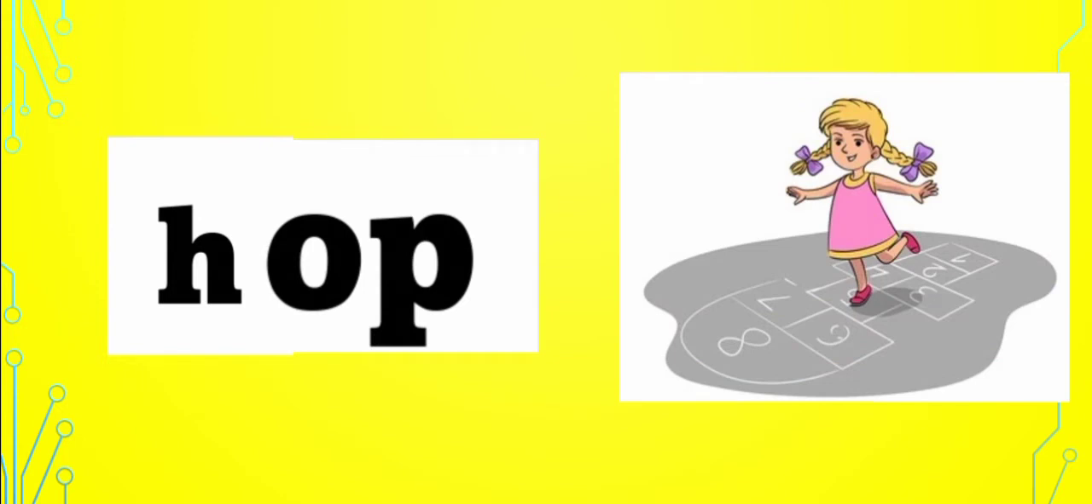Here comes the letter H. The letter H makes the sound H. Op, hop. Hop is nothing but a jumping on one leg. Hop means jumping on one leg. Okay, children, now let's spell the word again. Op, hop. Move for the next one.